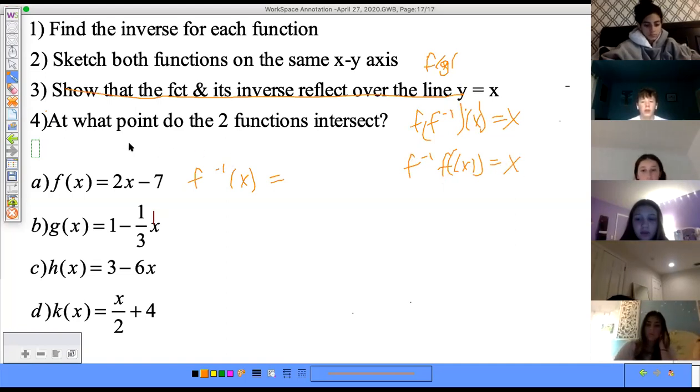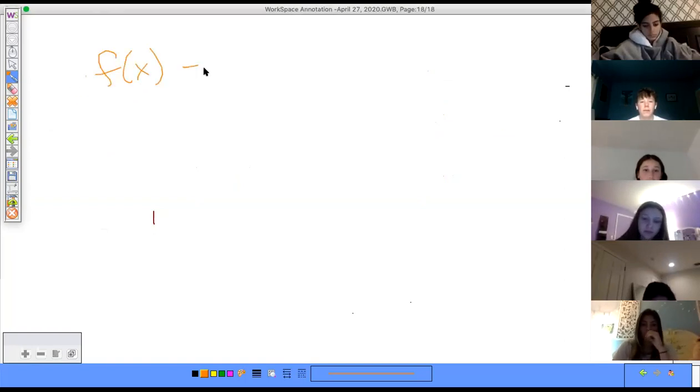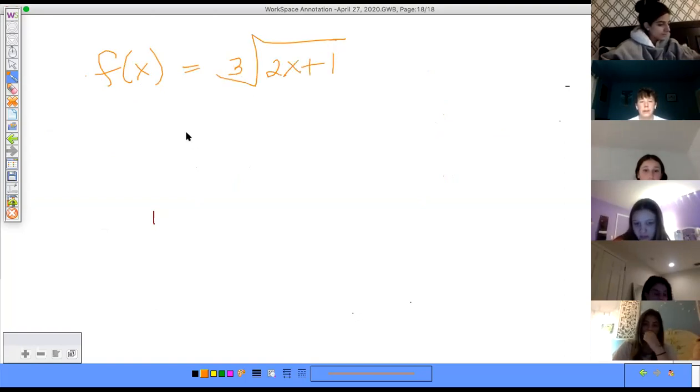Before I assign this to everybody, I just want to make sure: do we all know how to find an inverse? If I have f of x equal to, let's say, the cube root of 2x plus 1, what's the first thing I'm going to do here?